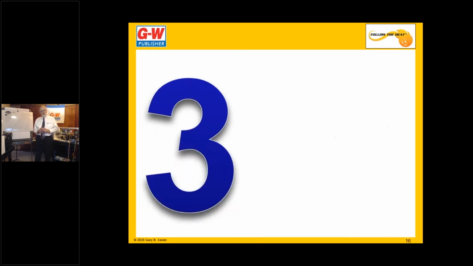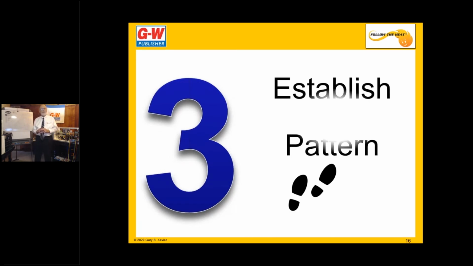Number 3, establish a pattern. Establish a pattern of how you troubleshoot and always do it the same way so that you don't miss a step. If you always start with the main power, then always start with the main power, which is a great place to start. But if you always start with the evaporator, then always start with the evaporator. Always start in the same place and work through that pattern so that you don't miss anything.